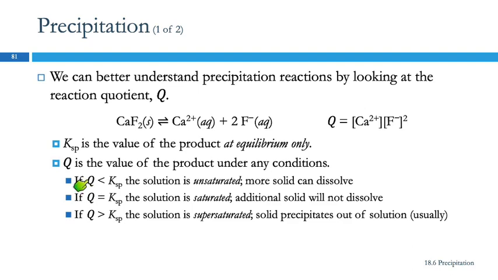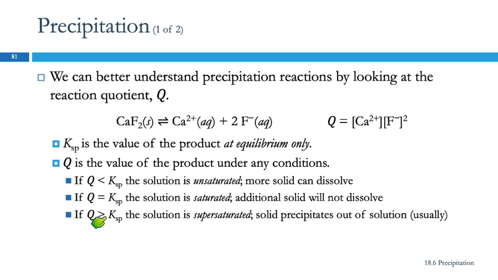If Q is less than K, that means these concentrations are smaller than the equilibrium concentrations. And so the solution is unsaturated, and you can add more solid and expect that at least some of it will dissolve.